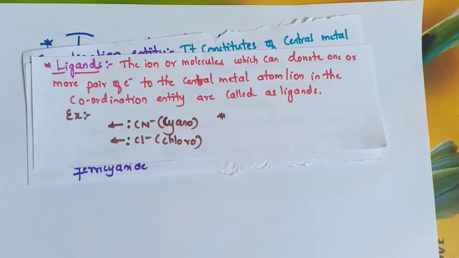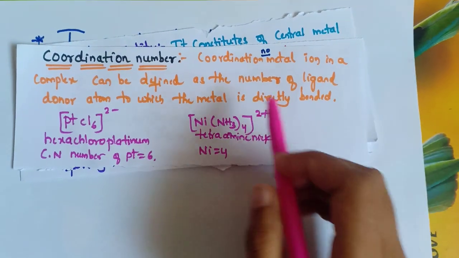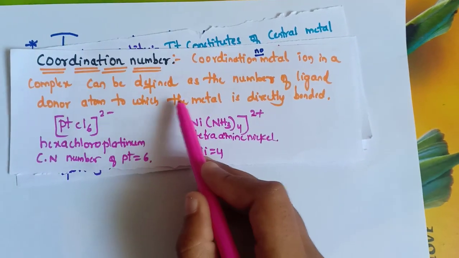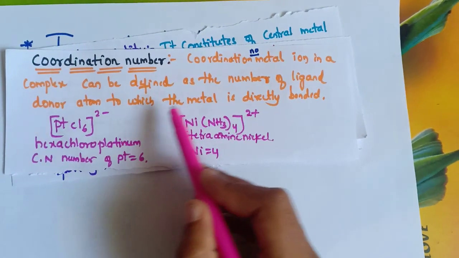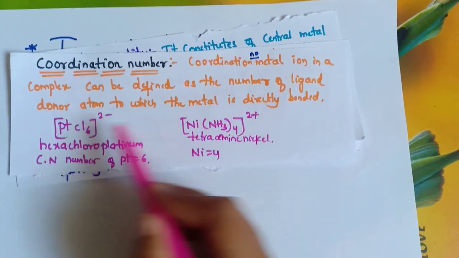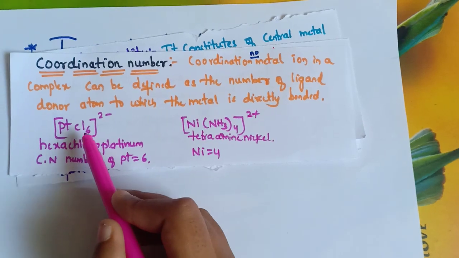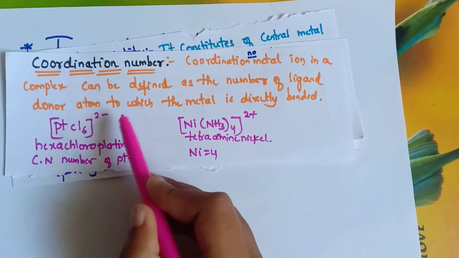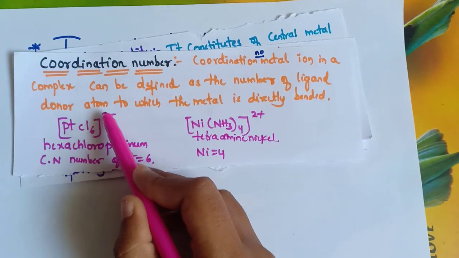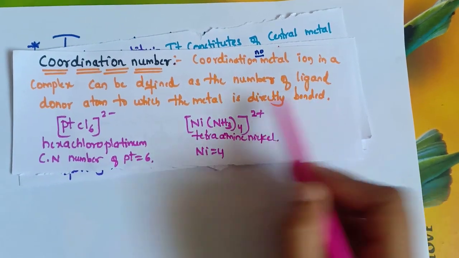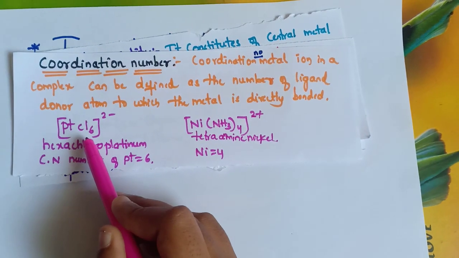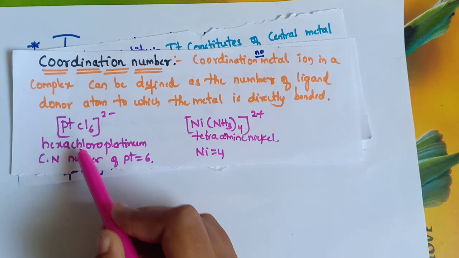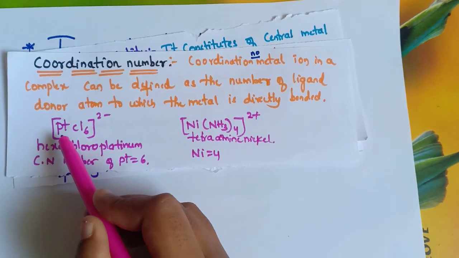And the next one is coordination number. The coordination number of a metal ion in a complex can be defined as the number of ligand donor atoms to which the metal is directly bonded. Here we can see Pt is directly bonded to Cl6. So the coordination number of the platinum here becomes 6. So for PtCl6 it becomes 6.